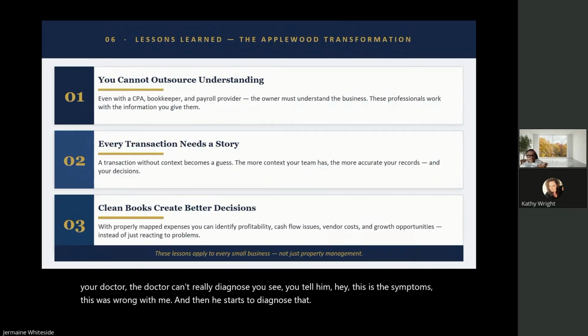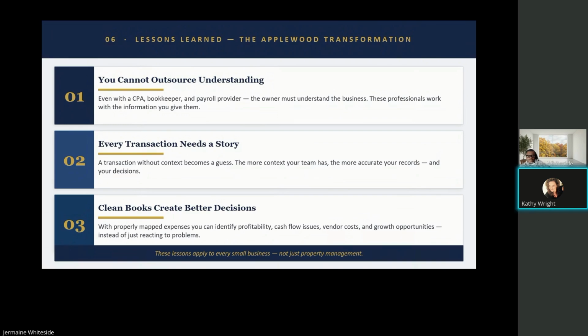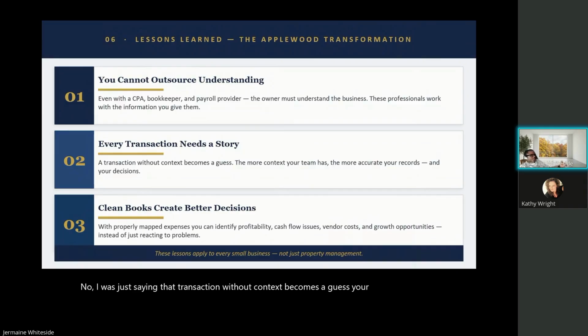Because when we started documenting everything, not just the amount and what it was for, but for each property, which vendor, and everything else that we needed to do. Transaction without context becomes a guess. Your financial reports could be built on guesses.